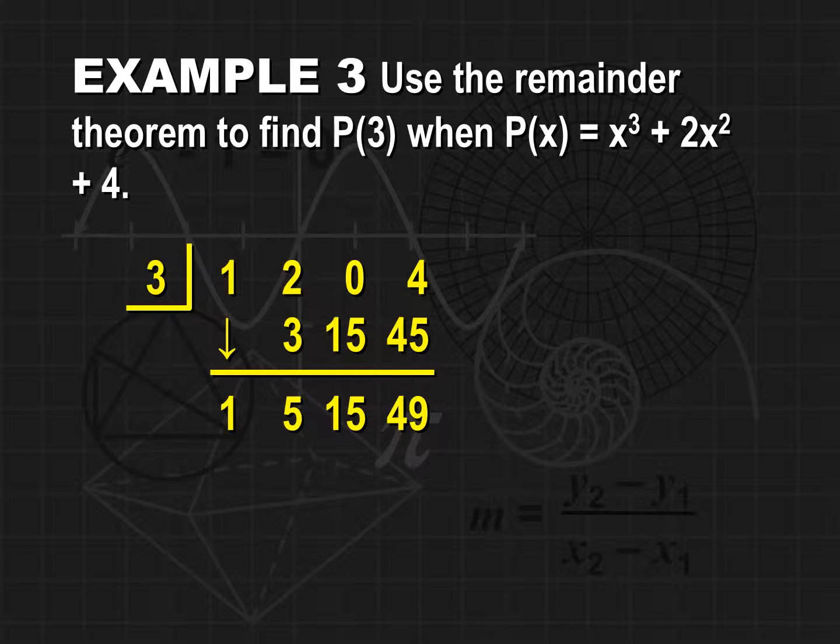So our remainder is 49, which tells us that if I were to plug in 3 for x and do 3 cubed plus 2 times 3 squared plus 4, I would get the answer 49.